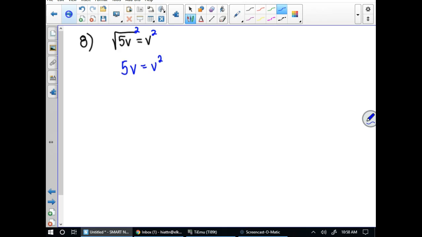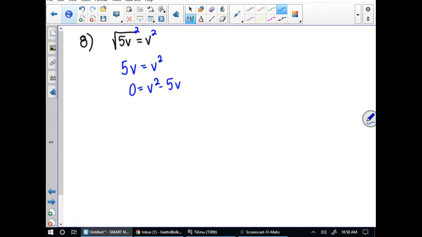Okay, if we have a v squared, this is a quadratic. We need to move everything to one side. Do not divide by that v. You will lose an answer. In this case, you'll lose an answer that actually works also. So we got to subtract that 5v. We'll get 0 equals v squared minus 5v.